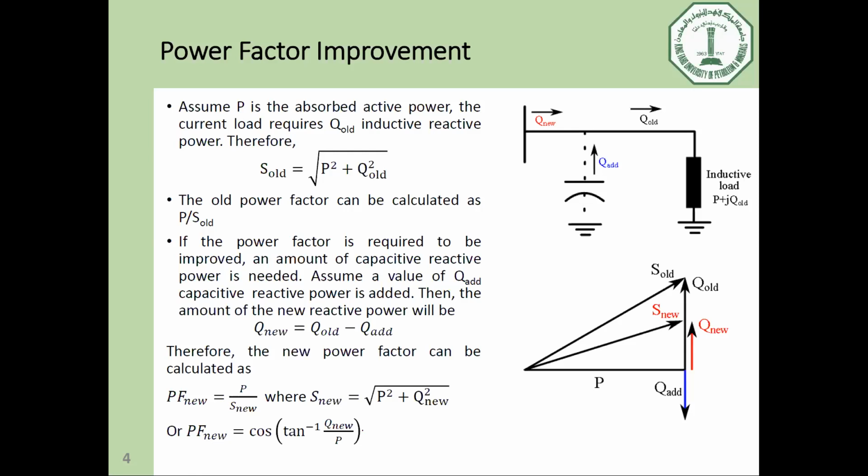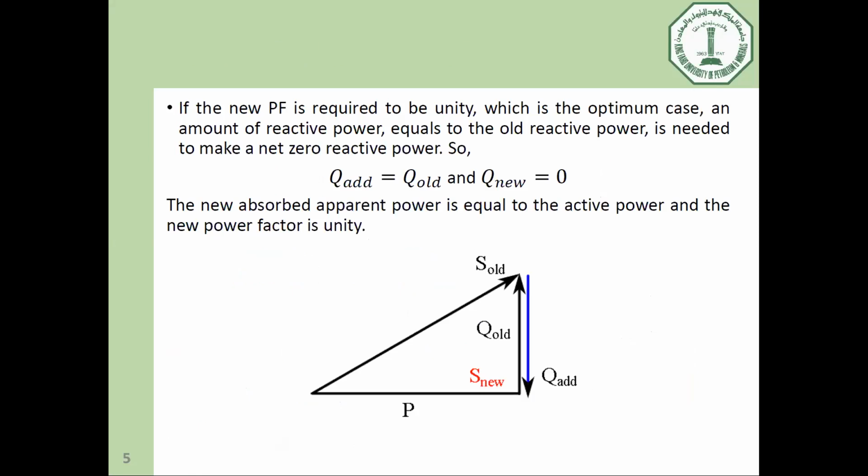Okay. So the other case, if Q added equals Q old, in that case the reactive power taken from the supply, which is Q, will equal 0. In that case, we can succeed in reaching unity power factor and reducing the current absorbed from the supply to the minimum value. This is going to save a lot from the losses on the underground cables.